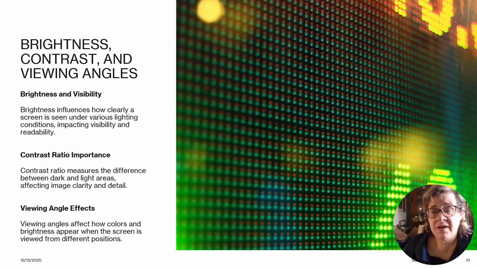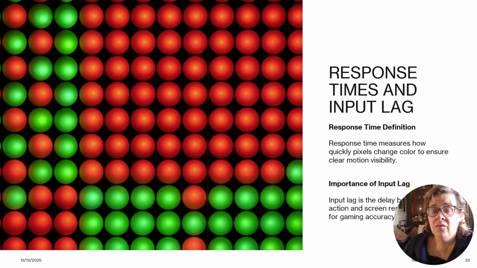Brightness affects screen visibility in different lighting conditions. Contrast ratio defines difference between dark and light areas. Viewing angles determine how colours and brightness shift when viewed from the side. Response time measures how quickly pixels change colour, important for motion clarity. Input lag is a delay between a user action and its display, crucial for gaming and real-time applications.